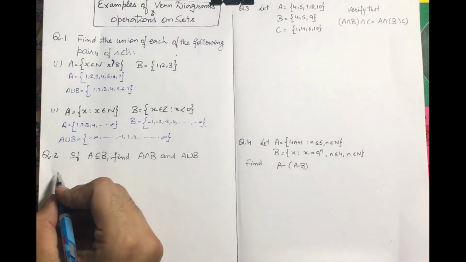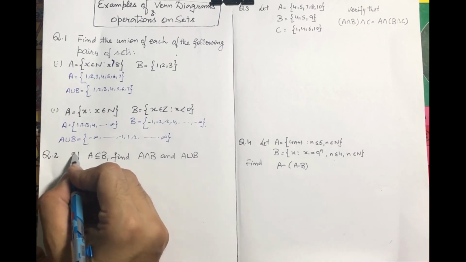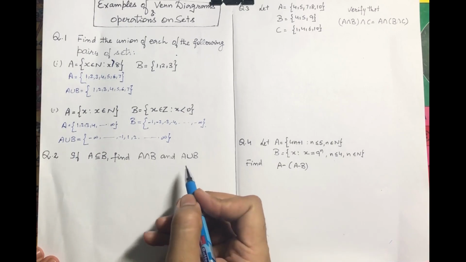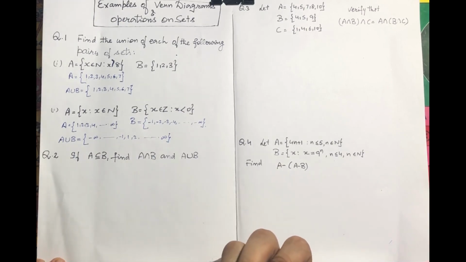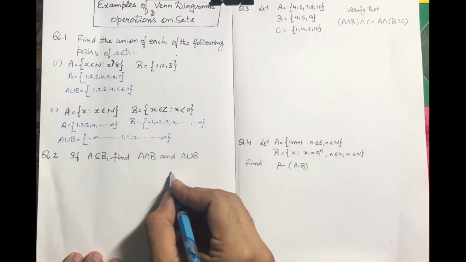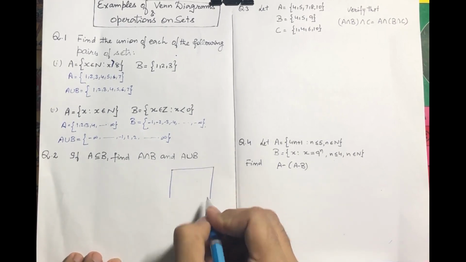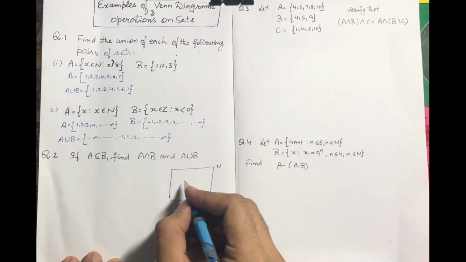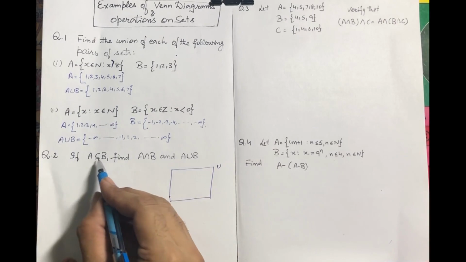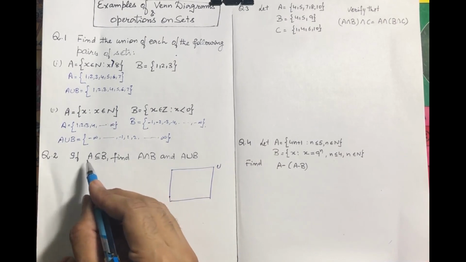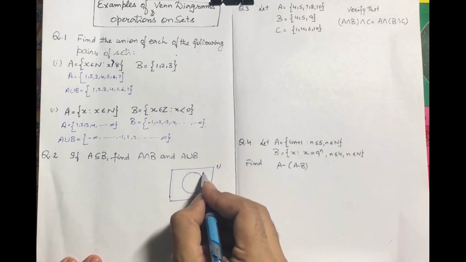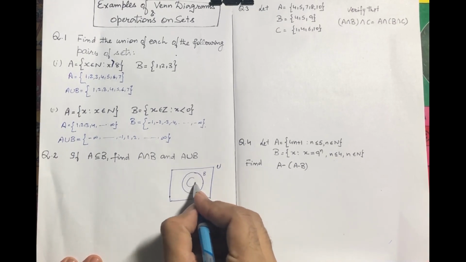Okay, next question. If A is a subset of B, what is A union B and what is A intersection B? Let us try to solve this question with the help of a Venn diagram. So this is the universal set. A is contained in B. A is a subset of B and B is a superset of A. So this is B and this is A.